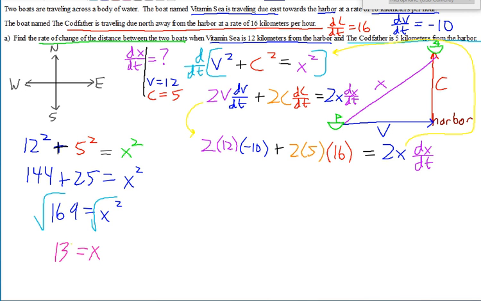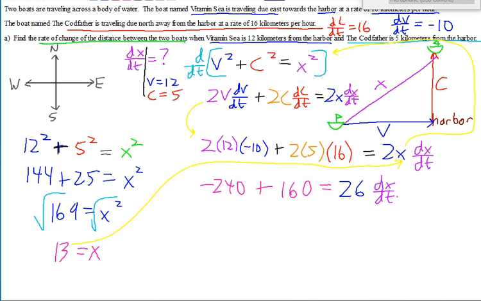And then we can substitute that in. That was our one missing piece of information for x. Now simplify to solve this. So 12 times 2 is 24 times negative 10 is negative 240. Plus 2 times 5 is 10 times 16 is 160. Equals, when we substitute in 13 times 2, that's 26, and then we've got the dx/dt. Then you can combine negative 240 plus 160 is negative 80, and then just divide by the 26.